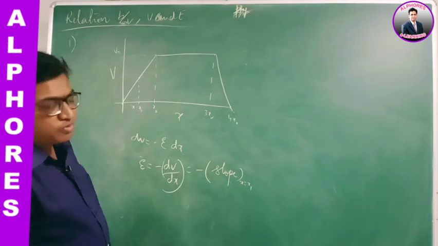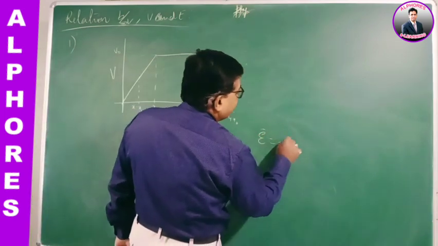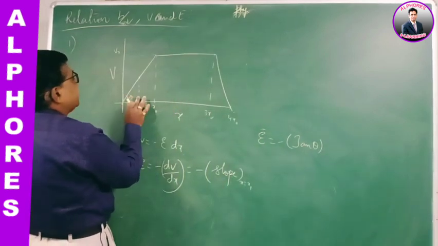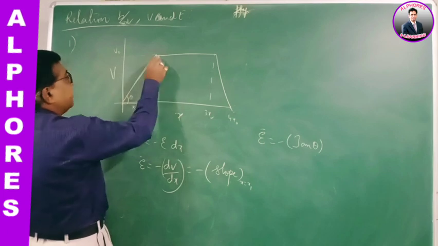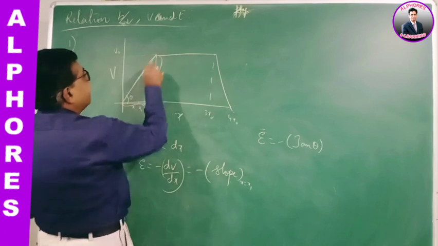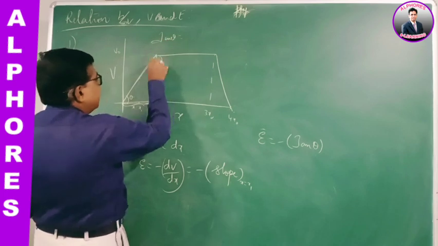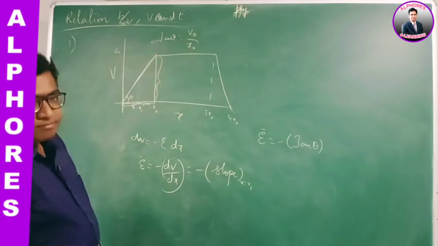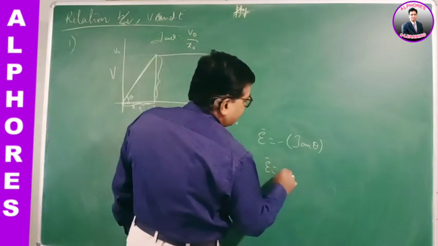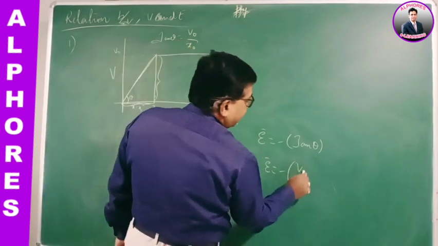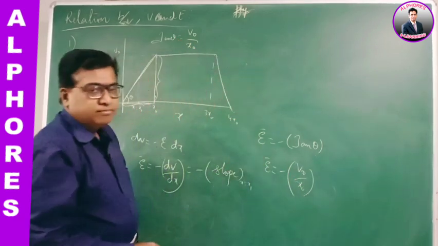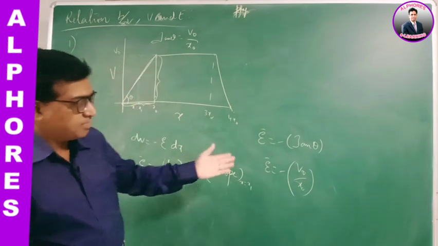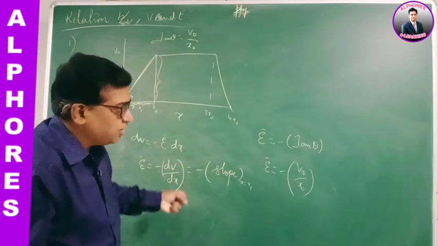You have to find the slope. What is slope? Tan theta. So E is equal to the negative of tan theta. Suppose I consider this as theta, in this right angle triangle tan theta is opposite by adjacent side. From this, tan theta is opposite V0 and adjacent x0. Substituting, E is equal to minus of tan theta, which is minus V0 by x0. So the electric field is the negative of the potential gradient. When a graph is given, you have to find it by the slope.